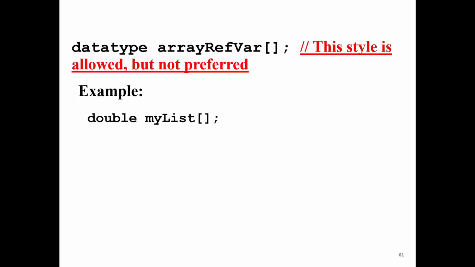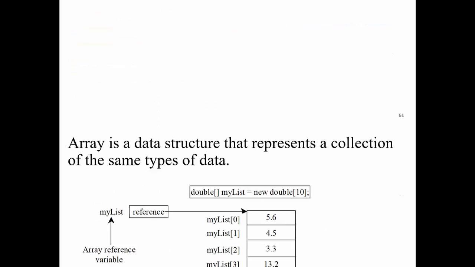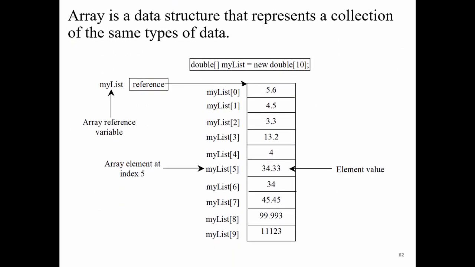In this slide, I just define a reference, myList, as an array of double, but I didn't specify the length yet. I can specify the length later on when I use the new keyword. This slide reminds us about the structure of the array inside Java. When I define myList as a new double of 10 elements, then I have elements from 0 up to 9. Element number 5 has the value 34.33. This is the element value.